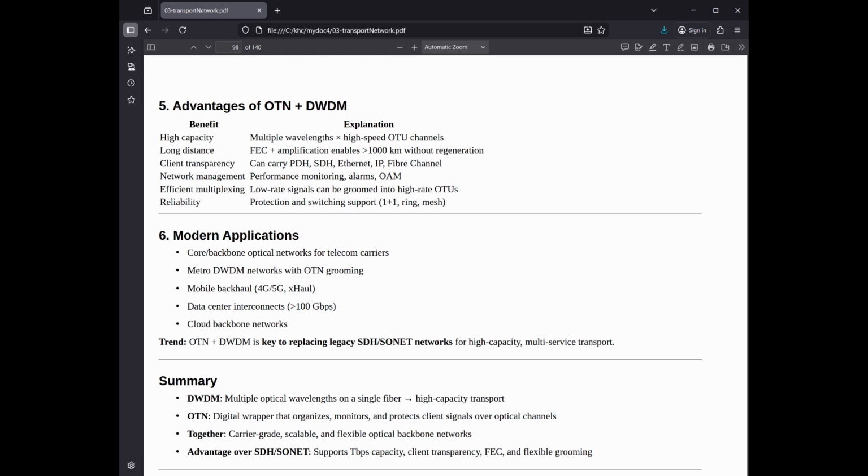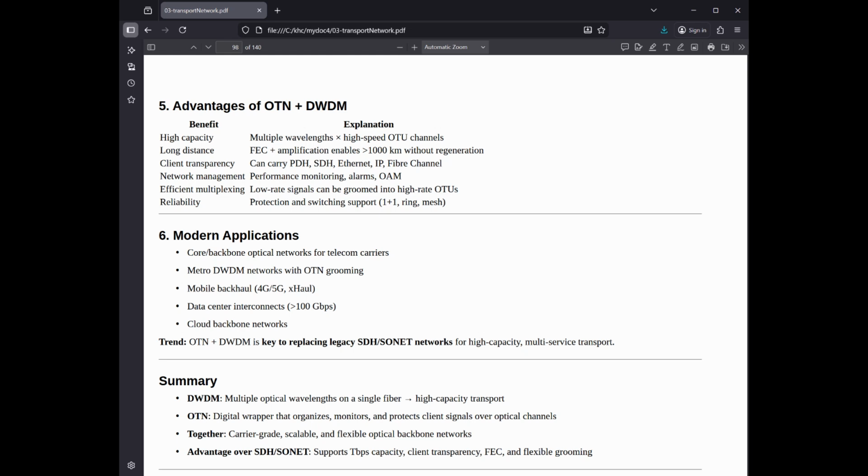2. 5G mobile backhaul and midhaul. 5G networks require significantly higher bandwidth and much lower latency than 4G. The application: carrying traffic from thousands of 5G small cells and towers to the core network. Why OTN plus DWDM? Low latency. OTN switching is faster than traditional IP routing for moving massive amounts of data.